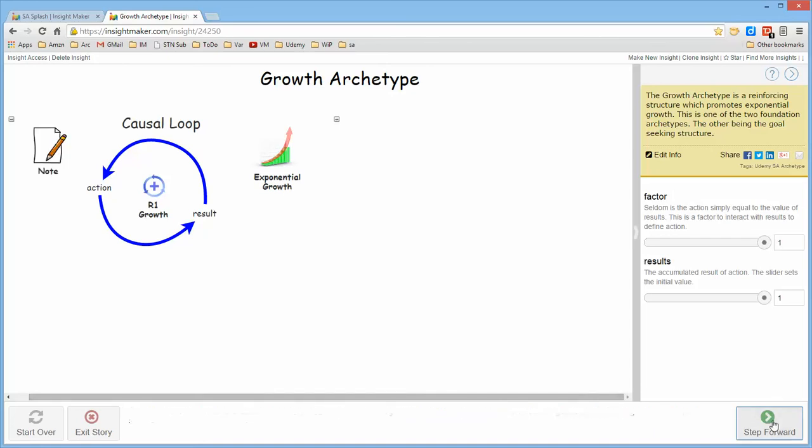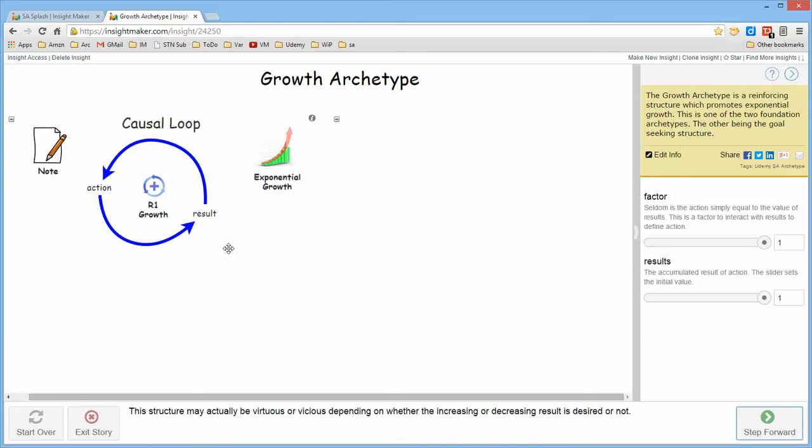Now note that the reinforcing or growth archetype can actually be virtuous or vicious depending upon whether or not the structure is desired. Consider the run on a bank. The more people are concerned about the health of the bank, the more they withdraw their money, and the more they withdraw their money, the more concern there is about the health of the bank, and it ends up being a vicious, decreasing loop as opposed to an increasing one. So it can run in either direction depending upon whether it's something that's desired or not desired.